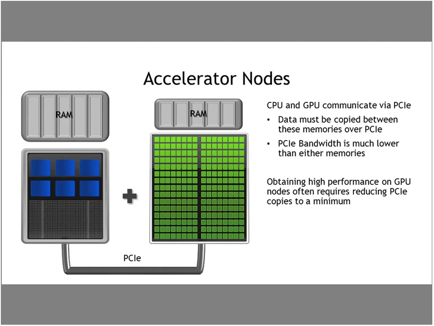So here's what our nodes are going to look like. We have a CPU on the left with its main memory, and a GPU on the right with its relatively smaller main memory. For most machines out there, unless you happen to be fortunate enough to have one of the brand new IBM machines with Power 8 and Pascal P100 GPUs, the CPU and the GPU are connected using PCI Express. Any time I want to run on the GPU, I need to copy the data from the CPU to the GPU, and this has to be done over PCI Express. So PCI Express is relatively low bandwidth compared to memory. Obtaining high performance on the GPU nodes often requires reducing these PCI Express copies.